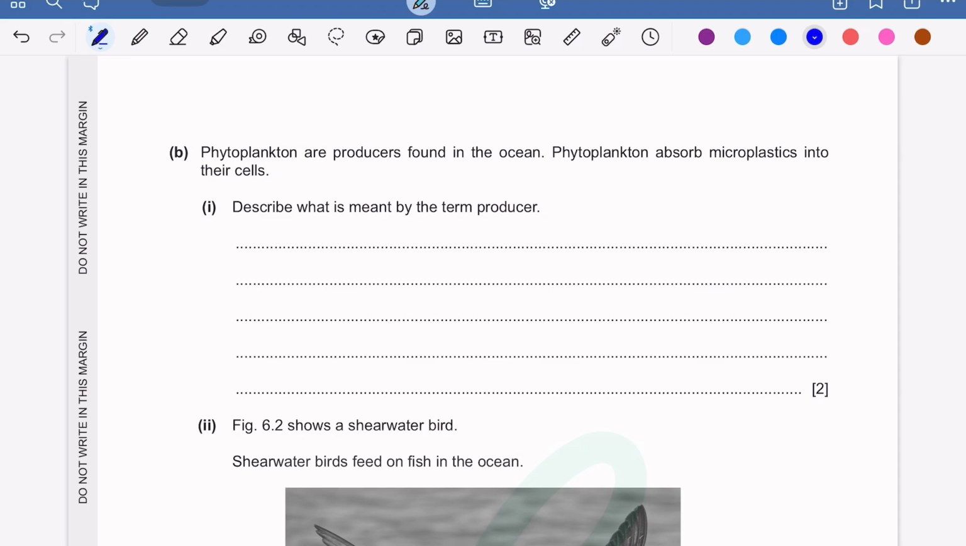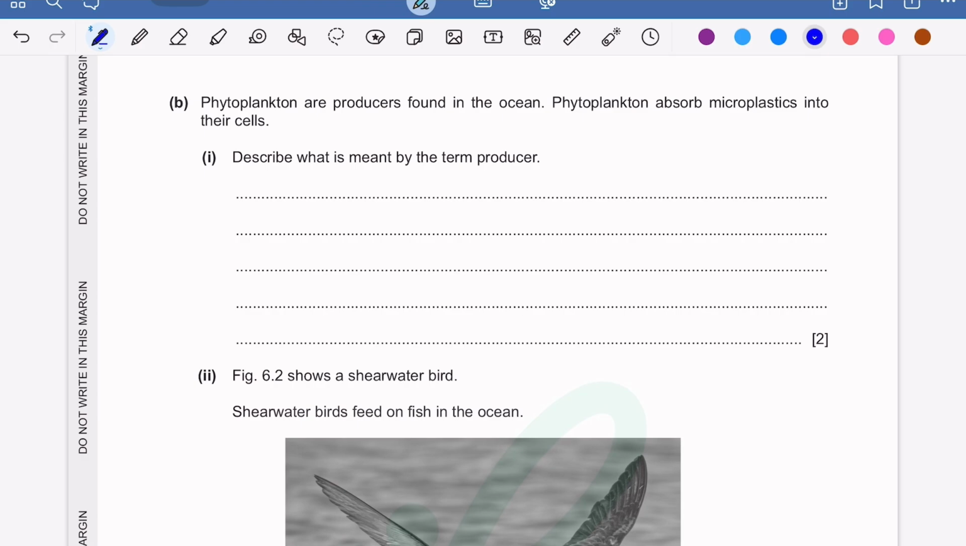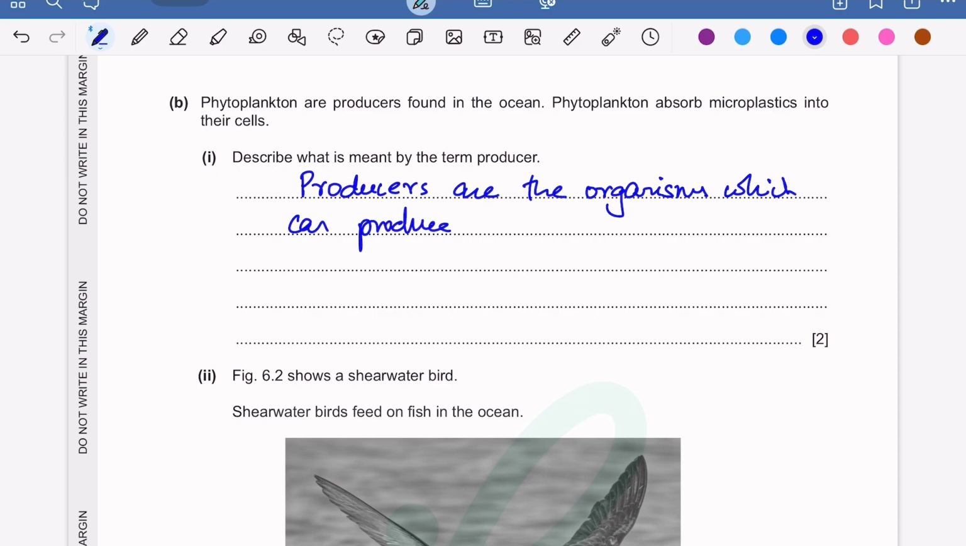Let us move on to the next question. Phytoplankton are producers found in the ocean. Phytoplanktons absorb microplastic in their cells. Describe what is meant by the term producers. So we can say producers are the organisms which can produce their own food.